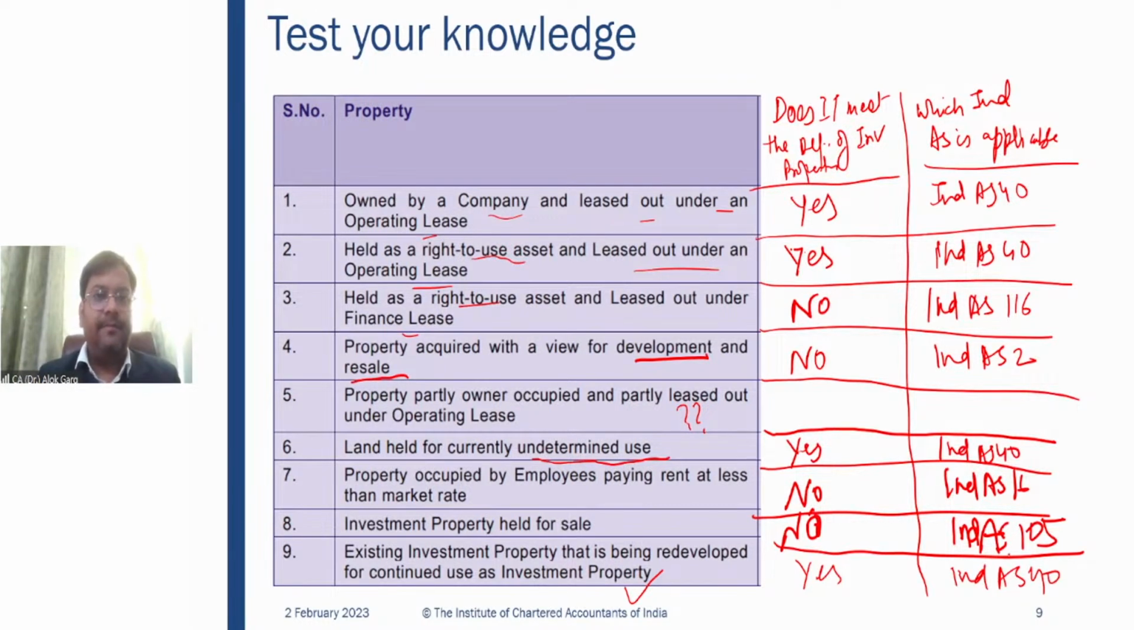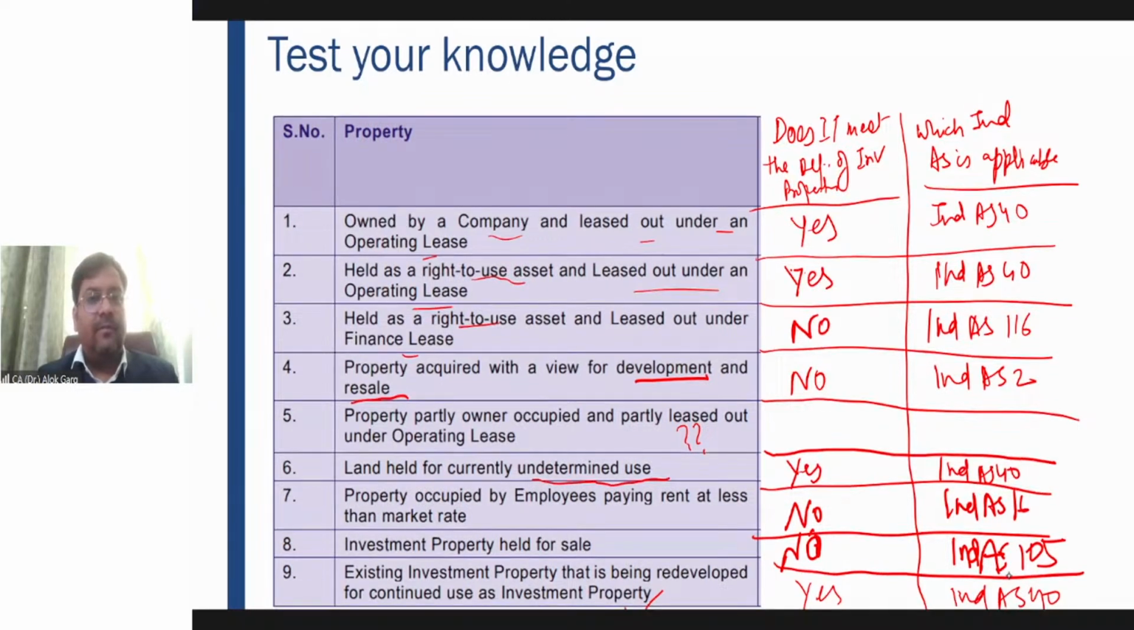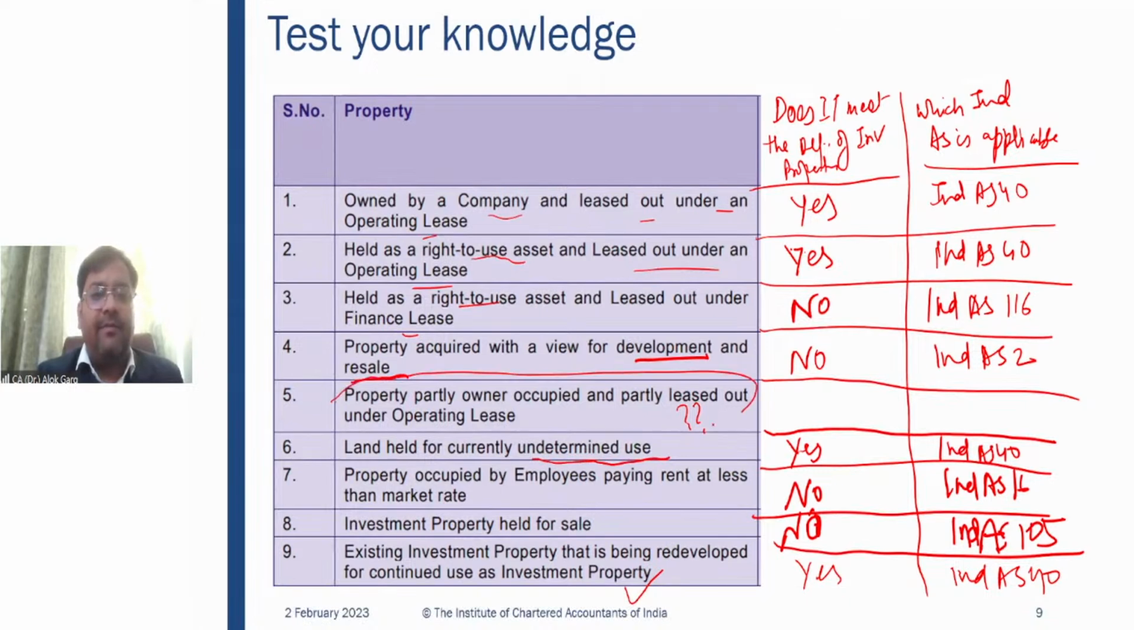Is it clear, guys? I have just left question number 5, that property partly owner occupied and partly leased out under operating lease, right? So I have not covered that. I will be covering it after explaining one concept, right? Then I'll come to this.